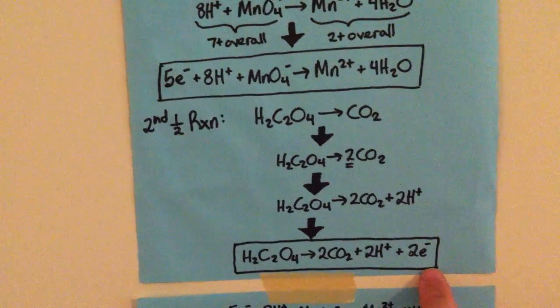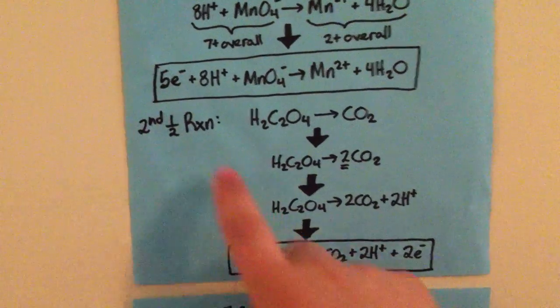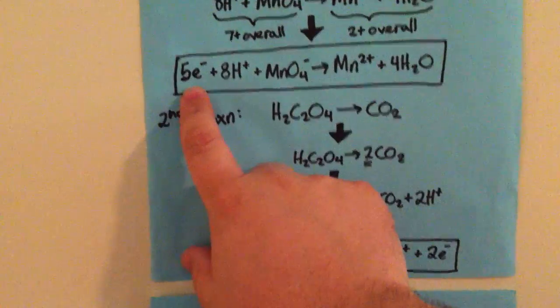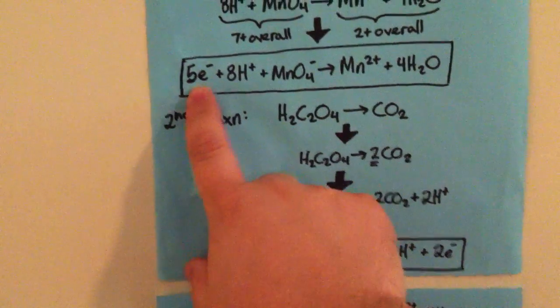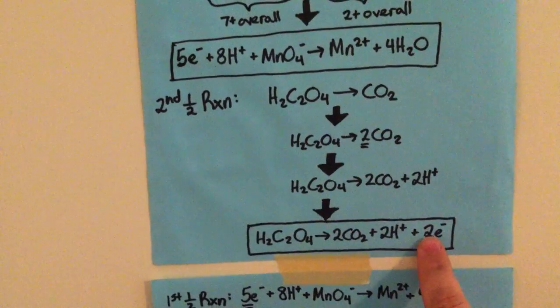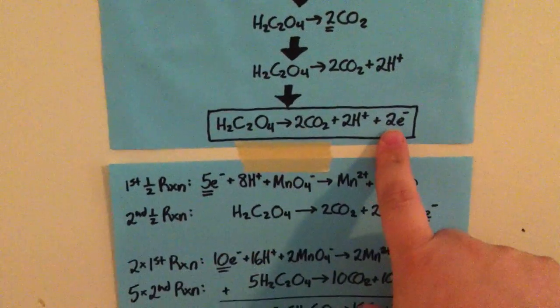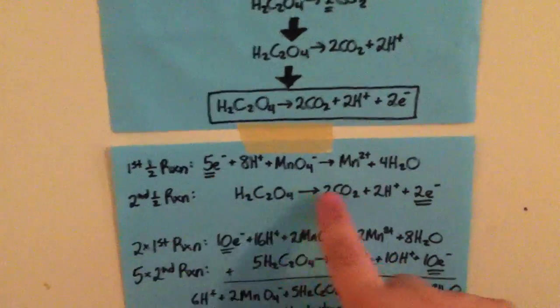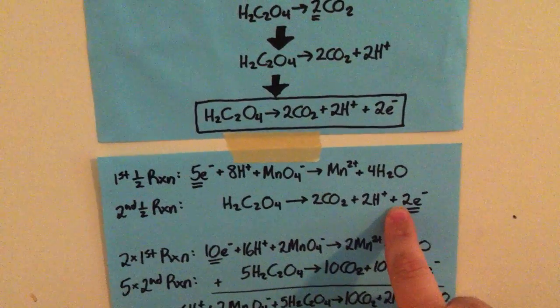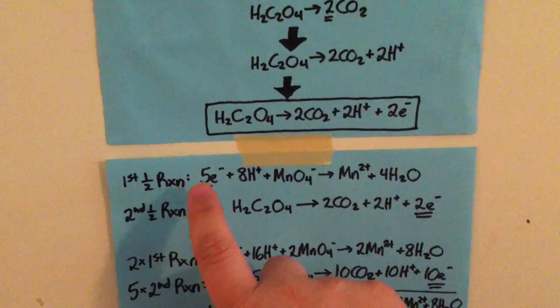Second half reaction releases 2 electrons. First half reaction only picks up 5 electrons. So we've got 5, we've got 2. Just like in the first problem, we need to find common ground. So, in finding the least common multiple of 5 and 2, we're going to reach 10.